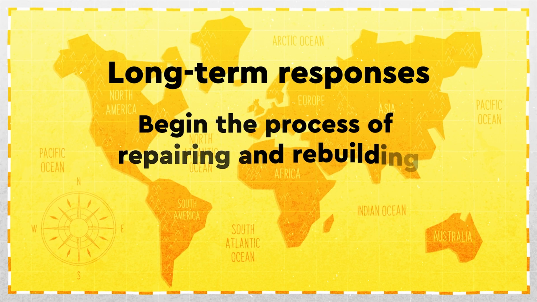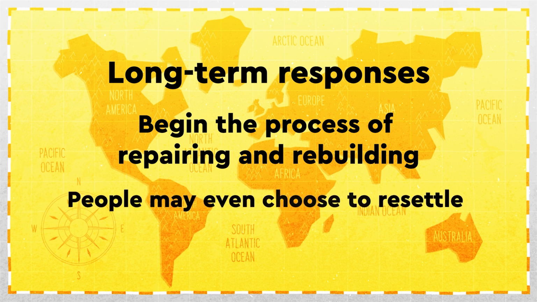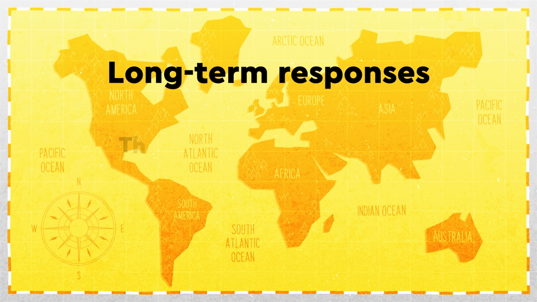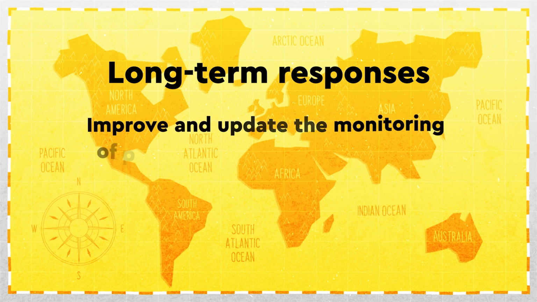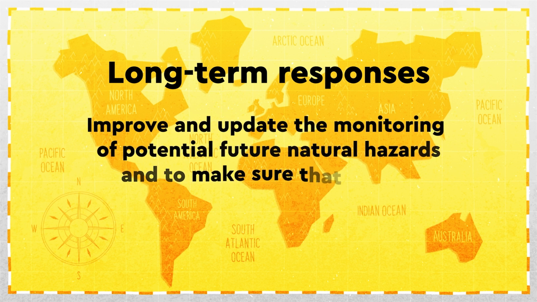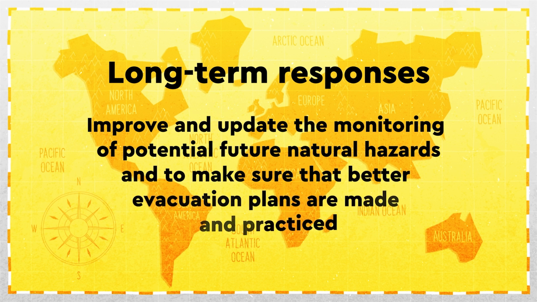Because many people's homes may have been damaged or even completely destroyed, the process of repairing and rebuilding may occur. People may even choose to resettle in a different location. Secondly, the infrastructure must be repaired and reconnected. Roads, railways, power lines and communication networks may have all been affected, and this is something that is important to restore. Another long-term response may be to improve and update the monitoring of potential future natural hazards and to make sure that better evacuation plans are made and practiced.